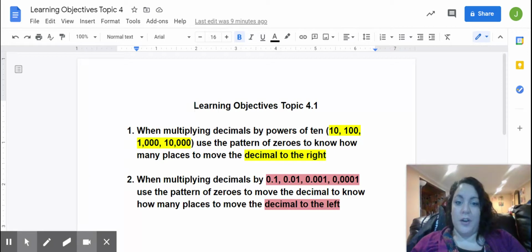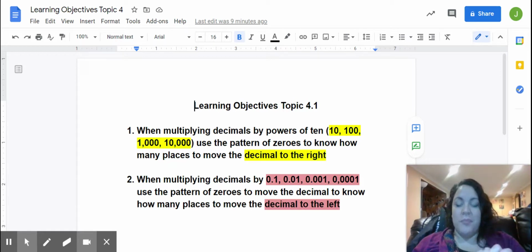Topic 4.1, that's what we'll be covering. Number 1, when multiplying decimals by powers of 10, that means 10, 100, 1,000, 10,000, we're going to use the pattern of zeros to know how many places to move the decimal to the right. We kind of talked about that in topic 3, but for instance, 9 times 10 is 90. So you move the decimal from 9.0 over 1 to the right, so it'd be 90.0.